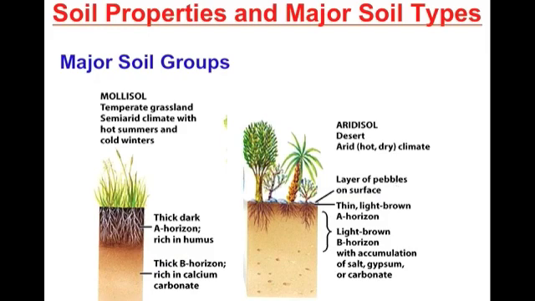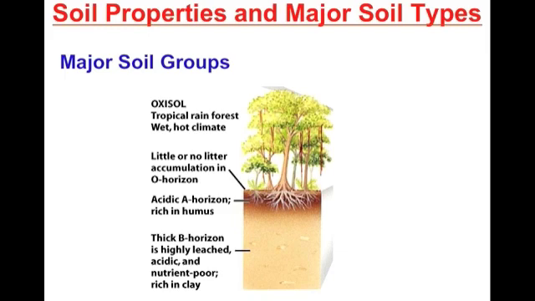Mollisol is found in a temperate grassland, so this would be more of the plains region, and it has a thick, dark A horizon that is rich in humus, and then a calcium carbonate rich B horizon. The aridisol is common in deserts or other dry or arid climates. It has a layer of pebbles on the surface. It's obviously characterized by large amounts of sand. It has a thin brown A horizon and then a light brown B horizon that has a large degree of salt and carbonate and gypsum.